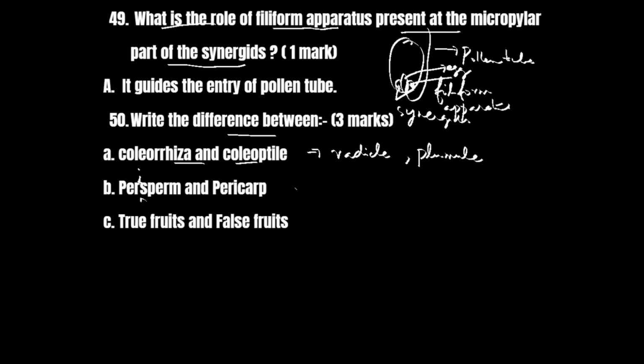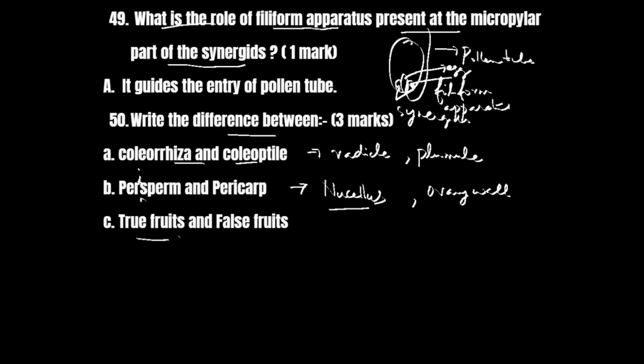And next is difference between perisperm and pericarp. Perisperm means whatever remaining nucellus is there in a mature seed, then it's called perisperm. Whereas pericarp means it is a fruit wall or the ovary wall. Outer wall is called as pericarp.